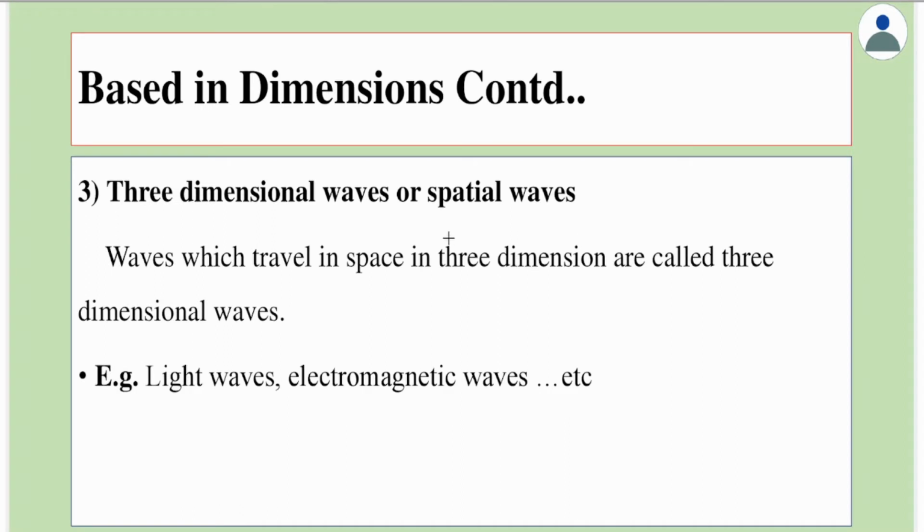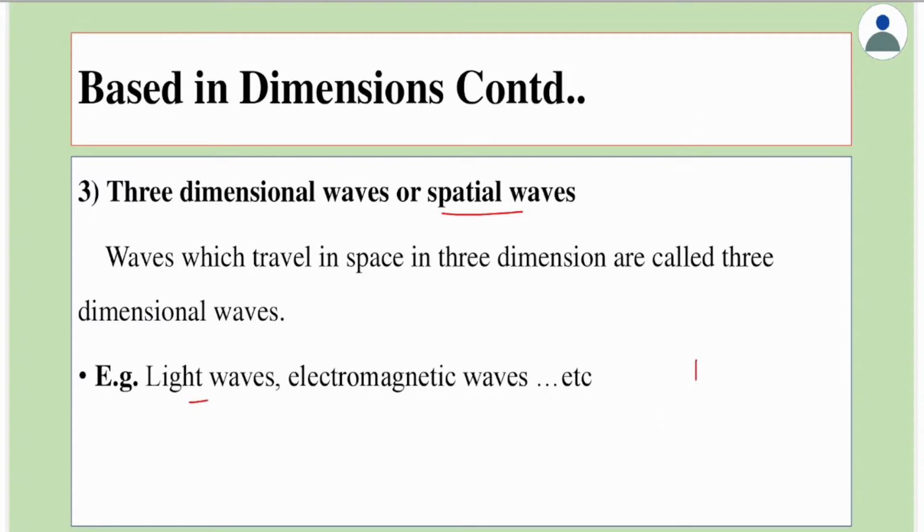The third type is called three-dimensional waves or spatial waves. Now, as the name tells us, three-dimensional waves are those waves in which energy or momentum, or in simple language, the waves move in three dimensions. Examples of these are light waves.